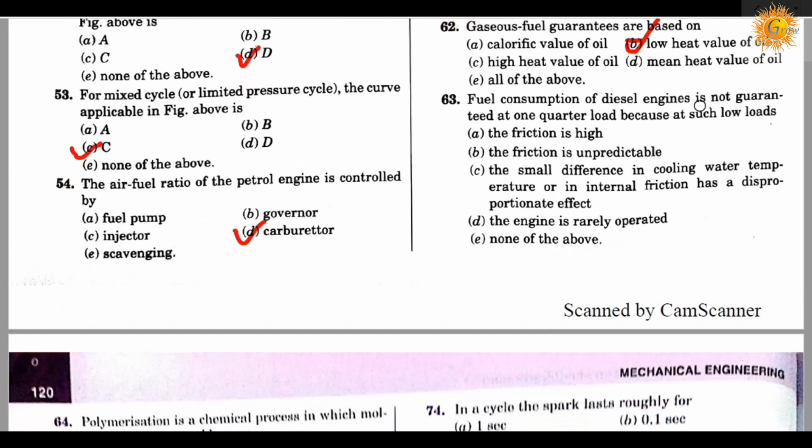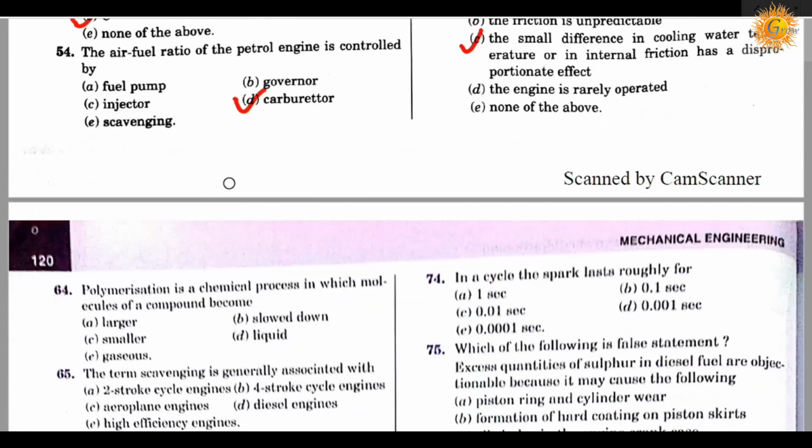Question number 63. Fuel consumption of a diesel engine is not guaranteed at a 1/4 load because at such low loads: option A, the friction is high; option B, the friction is unpredictable; option C, the small difference in cooling water temperature or in internal friction has a disproportionate effect; option D, the engine is rarely operated; option E, none of the above. So the correct answer is C, the small difference in cooling water temperature or in internal friction has a disproportionate effect.